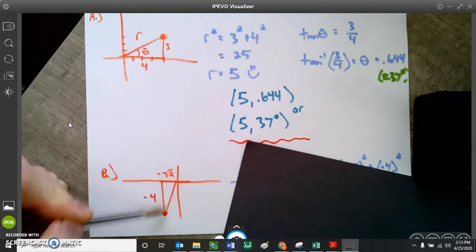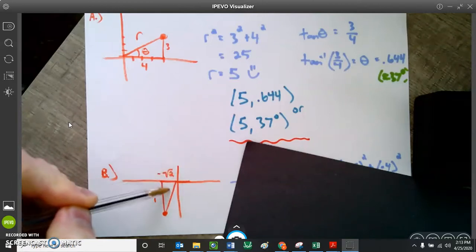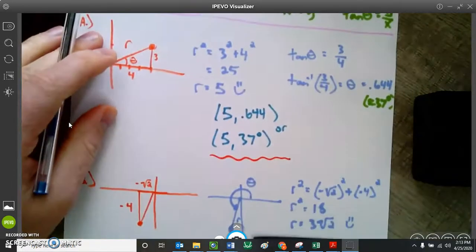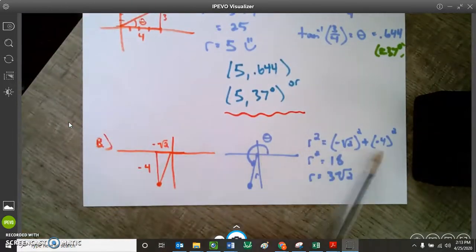R is still r. That's not a big deal. Pythagorean theorem, we'll knock that out here in a second. But this angle we want is going to be this big angle all the way around. So there's that picture. We'll start with the easy part. The easy part was the Pythagorean theorem.